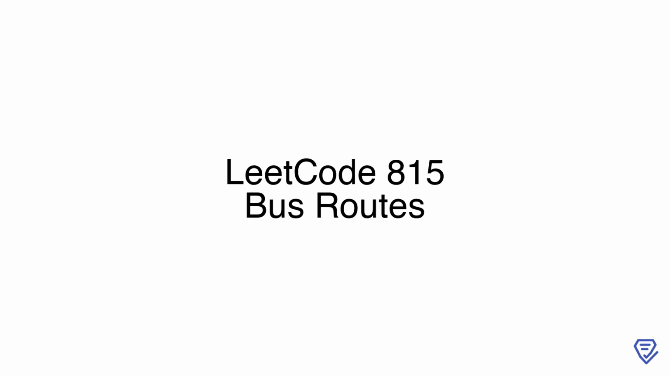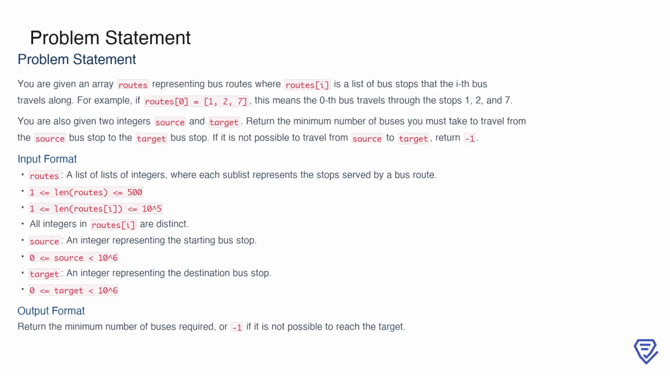Let's dive right in. In this problem, we are tasked with finding the minimum number of buses needed to travel from a given starting bus stop, called the source, to a destination bus stop, called the target. The input is an array called routes, where each element represents a bus route, and the integers within each route represent the stops that bus serves. For example, if routes[0] is [1, 2, 7], it means the first bus, or bus 0, stops at bus stops 1, 2, and 7.